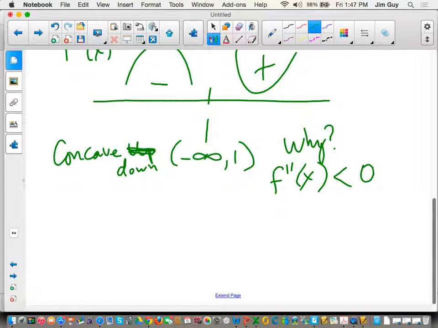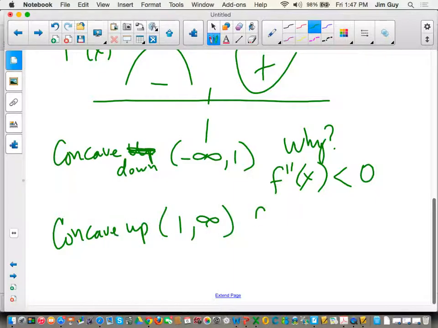Simple reason. And it's concave up from 1 to infinity because the second derivative is positive. It's greater than 0.